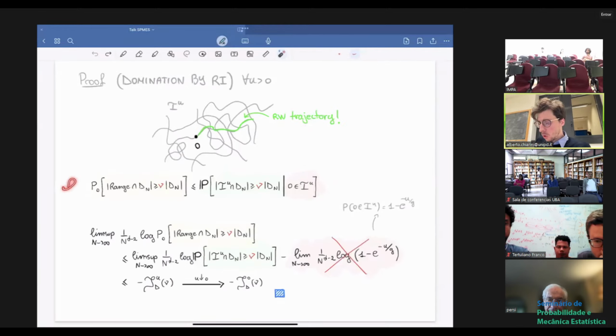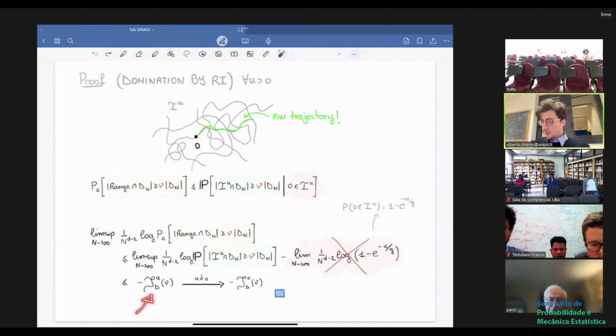But now this is just using the definition of conditional probability. So I take the log on both sides. I divide by 1 over n to the d minus 2, and I take the limit. And you see this conditioning doesn't really play a role, because the probability that 0 belongs to the interlacement set is of order 1. And so I'm left bounding this quantity by the same quantity for the interlacement set.